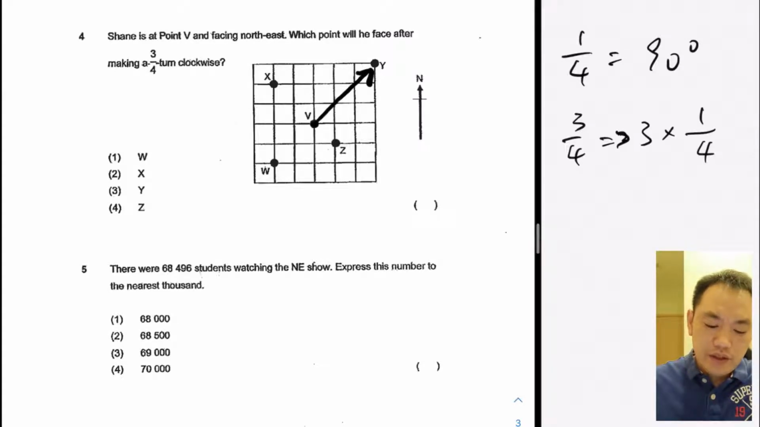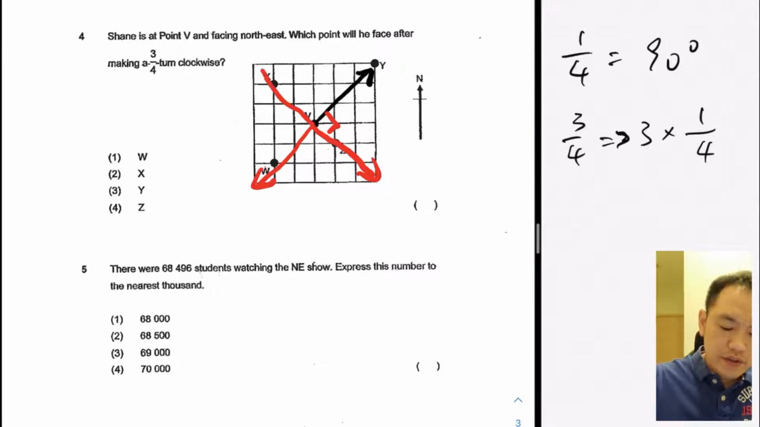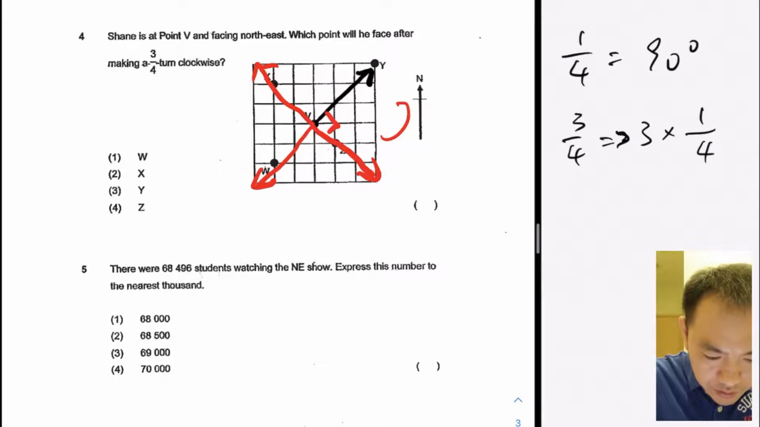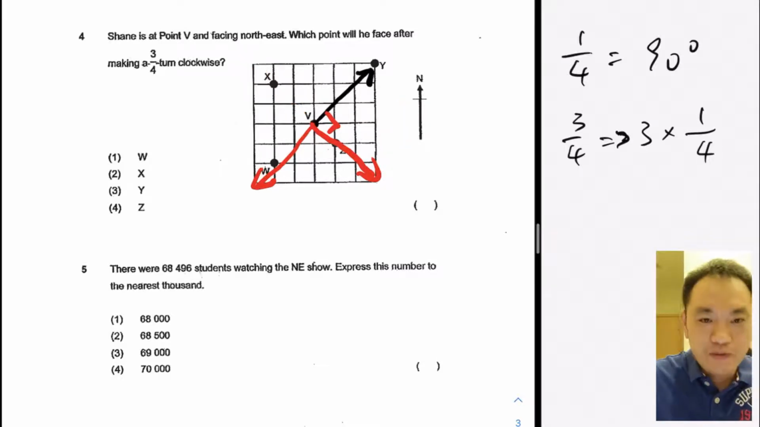Okay, so if Shane is facing northeast at the moment, when he turns for the first time by 90 degrees, because here is 90 degrees, he will be facing here. And if we turn again, he will be facing here, and then if we turn again, he will be facing here, because this is clockwise. Okay, so when he makes a 3/4 turn clockwise, he will be facing, sorry, I actually blocked it. So he will be facing X.